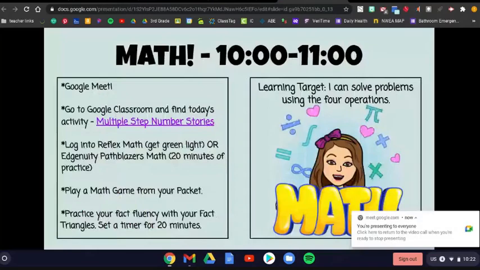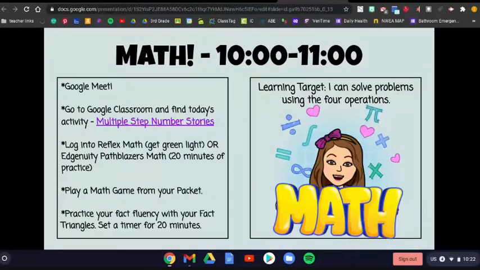After that, you have reflex time. I would love to see everyone get a green light. With any time you have left over, you are playing games from your packets or practicing your fact fluency.